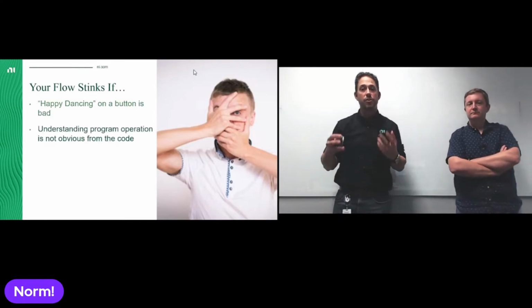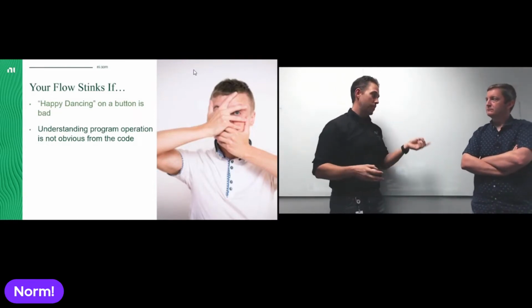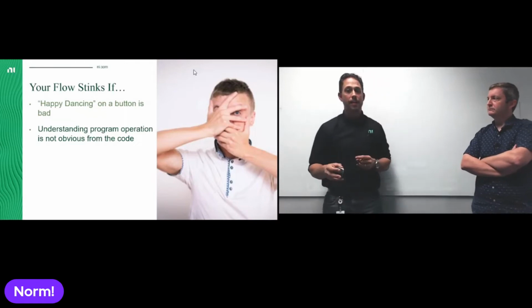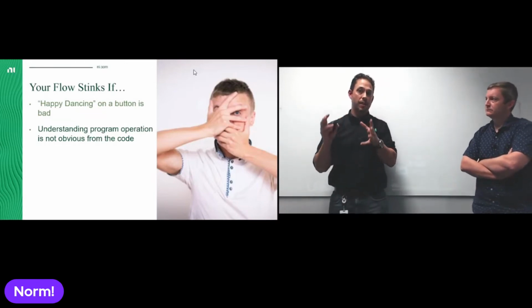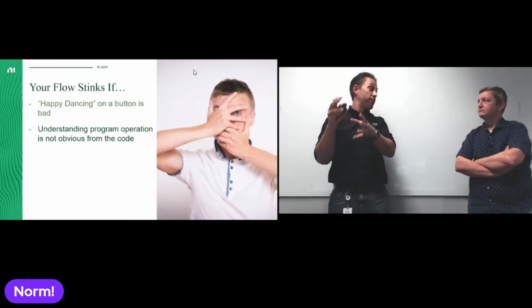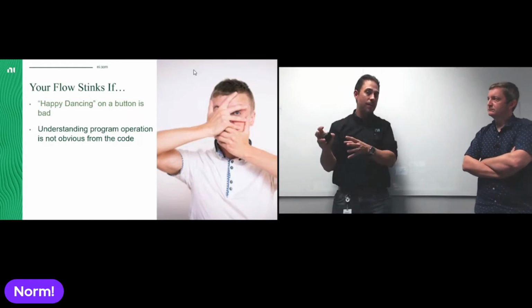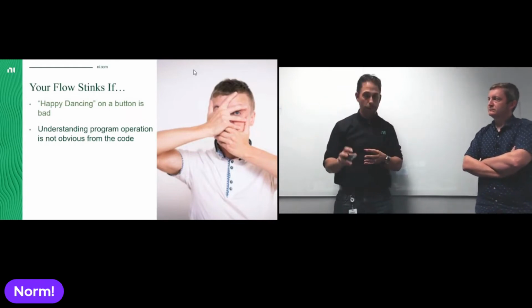Another one is that understanding the program operation is not obvious from the code. And I would contest, even with Darren's example you're about to see, that there's no one place where you can actually observe or witness how the program should flow ahead of time. You can see maybe how it responds to a discrete behavior, but not necessarily how the whole thing should flow.